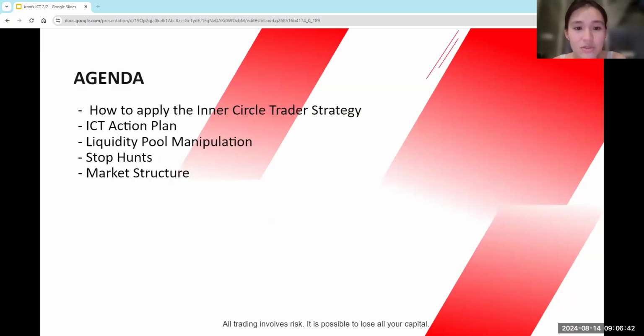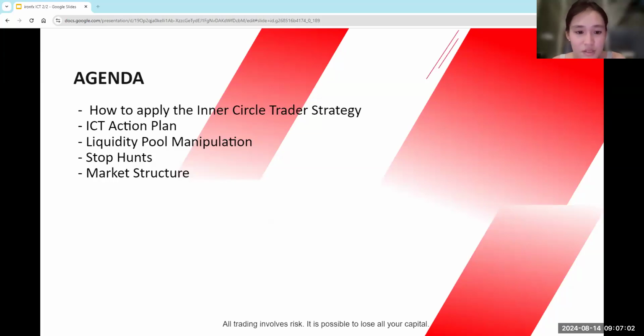We're going to look at how to apply the ICT strategy, the action plan, liquidity pool manipulation, stop hunts, and market structure. So we'll look at how to overcome all of that and how exactly we can use ICT trading.